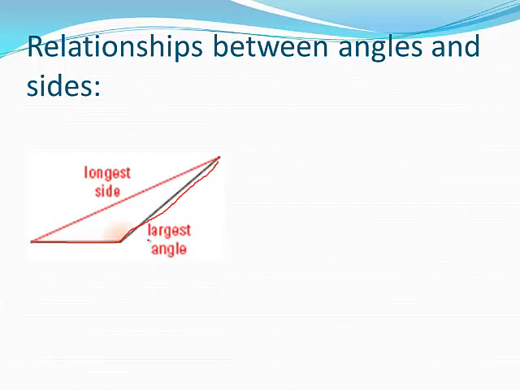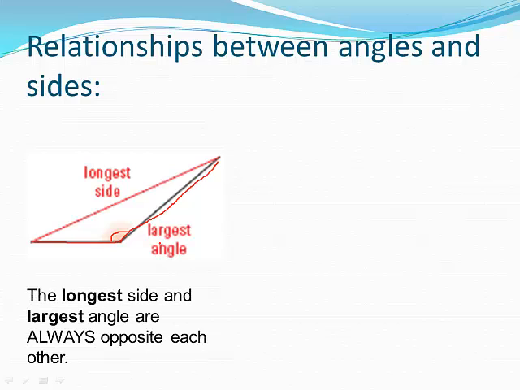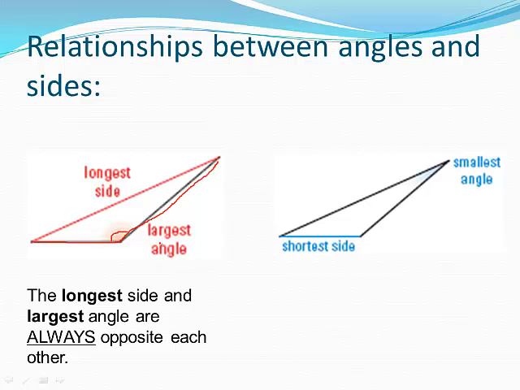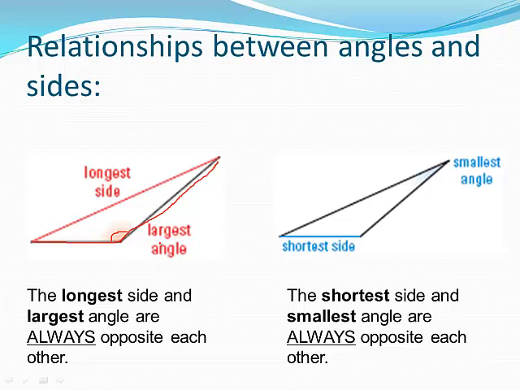The wider you open the mouth, the wider the angle is, and the larger the side opposite that angle is going to be. So the longest side and largest angle are always going to be opposite each other, and that's also true for the smallest angle and the shortest side. They will always be opposite each other as well.